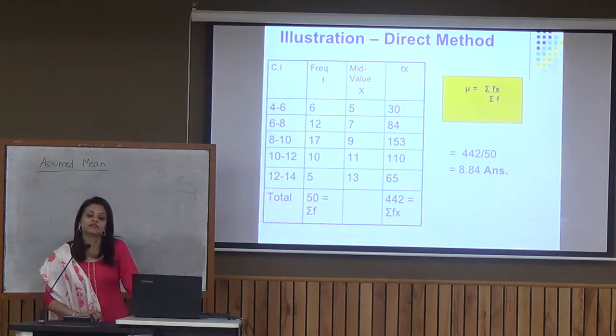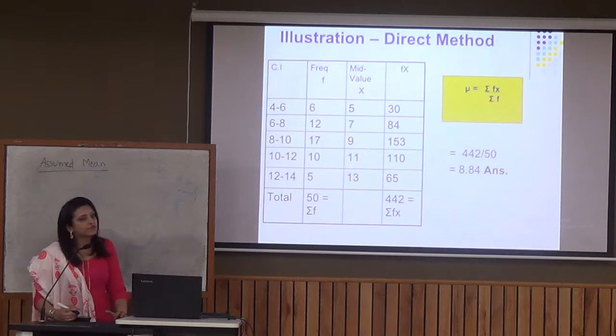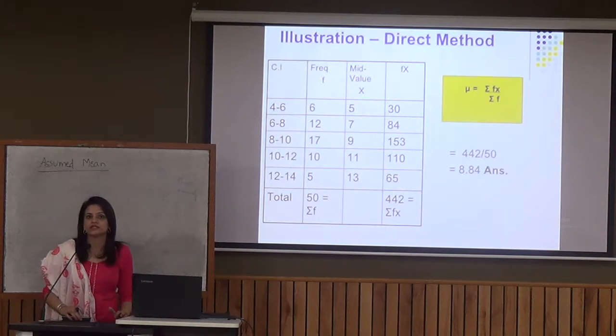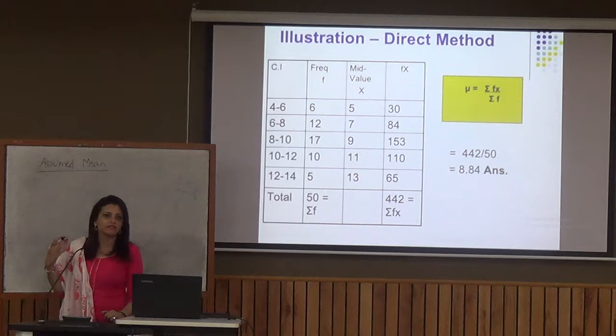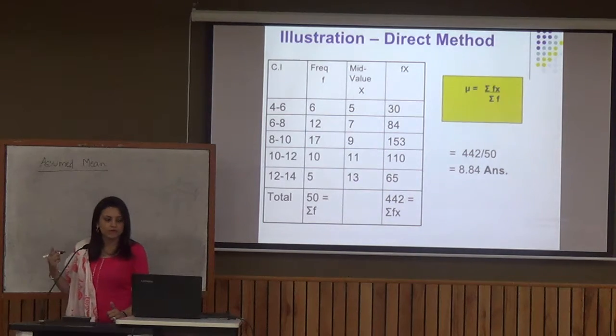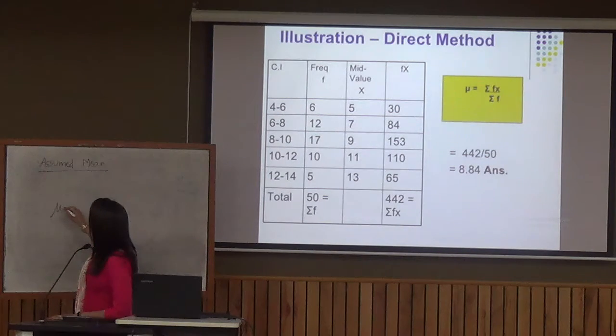The first method that we use is the direct method. This is just an overview of the methods that we've already done in class 9 and 8, wherein mean is nothing but sum of observations divided by the total number of observations. As we know, frequency is nothing but the number of times an observation appears, so mean, or mu, can be considered as sum of frequency into x upon sum of frequency.